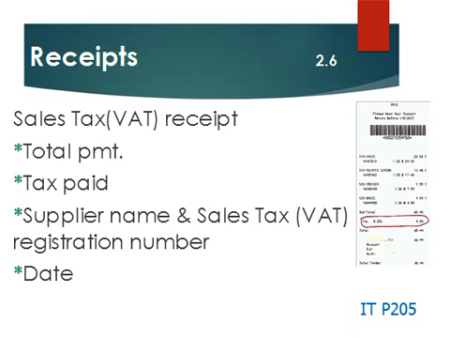If there is sales tax, VAT, on the receipt that can be claimed back, the following details need to be on the receipt in order to claim any sales tax, VAT, from the purchase: the total payment, the tax, VAT, paid, the supplier's name and sales tax, VAT, registration number, and the date of the transaction.